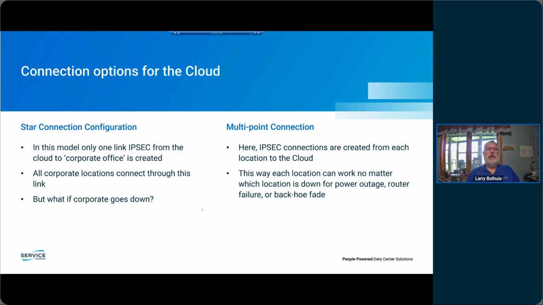Except what happens if corporate goes down? The poorly driven truck, the poorly flown airplane, whatever issue happens, and corporate goes away. All the rest of your facilities still want to do business, right? How do they get here if they have to get through corporate?